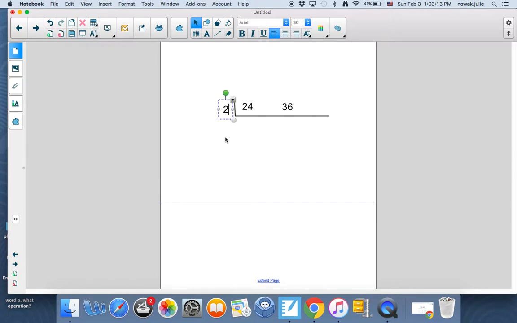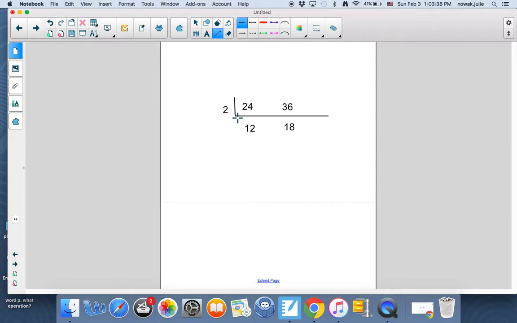So I put my common factor on the outside. 2 goes into 24 12 times. 2 goes into 36 18 times. And I see that those two numbers I've come up with now are still both even, so I know I can use 2 again. Let's do that.